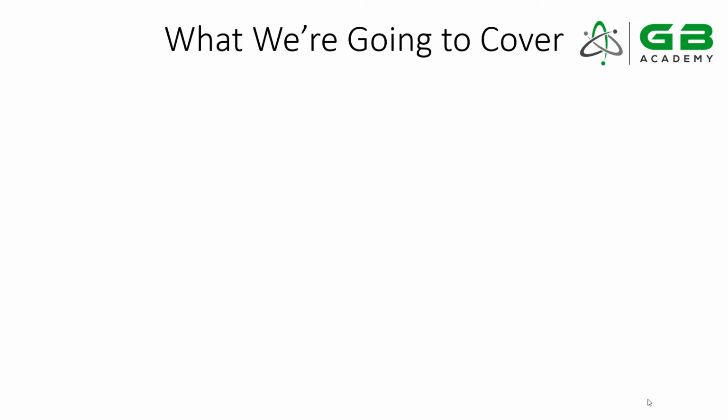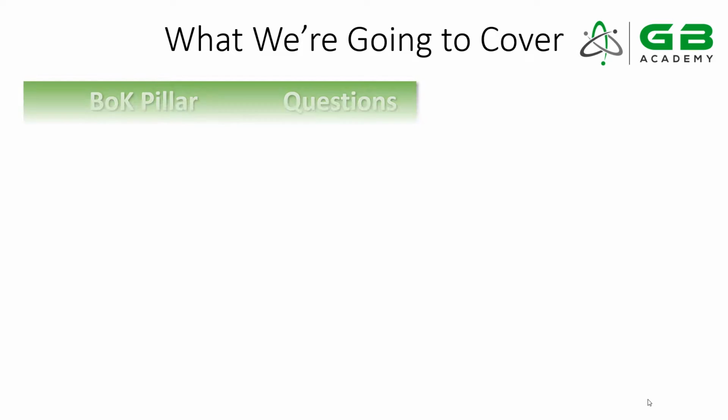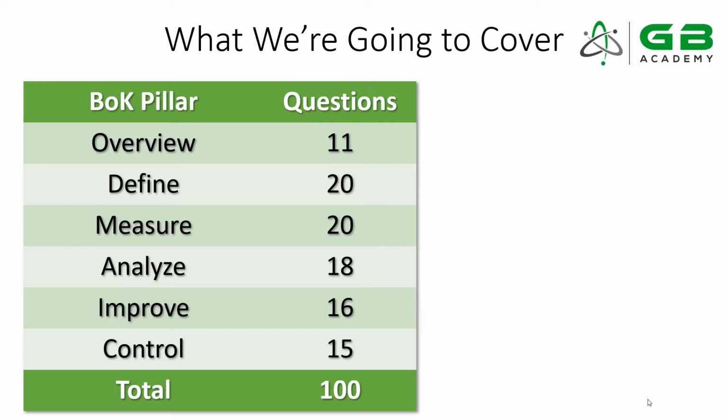All right, let's take a look at today's agenda. If you are preparing for the Greenbelt exam, you should know that the Greenbelt exam has 100 total questions spread across 6 major pillars: overview, define, measure, analyze, improve, and control. We basically follow the DMAIC model with this overview pillar here first to capture some of the extra topics.